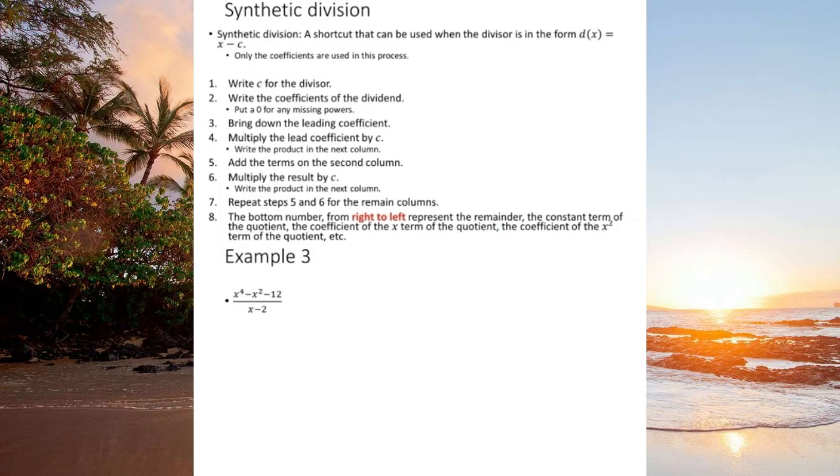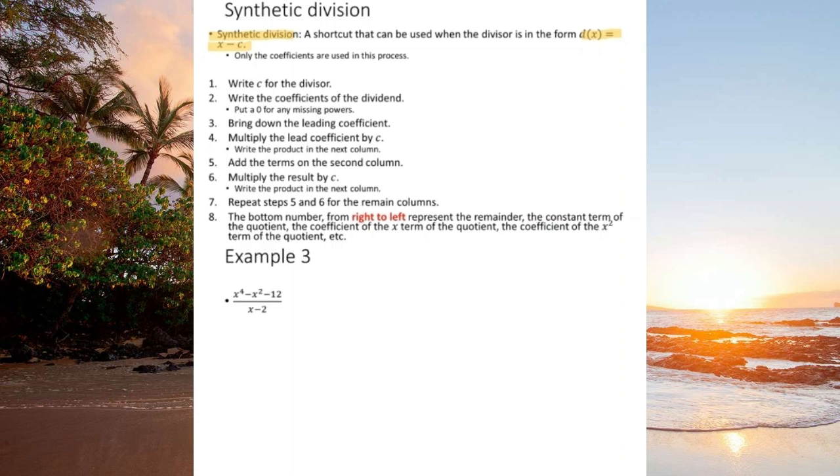Now we're going to talk about shorthand for long division that we can only use in specific circumstances. This shorthand is referred to as synthetic division. Synthetic division is a shortcut that we use anytime we're dividing by d of x equals x minus c. C can either be positive or negative, so all the minus c indicates is just how we're going to interpret c when we set up our division. So do keep that in mind.